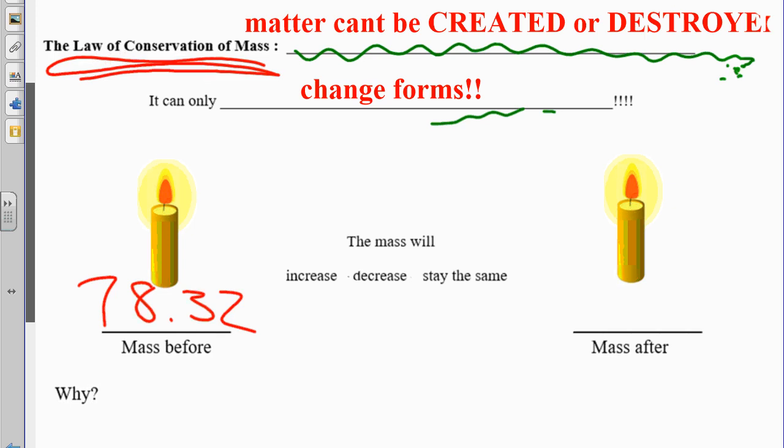Who thinks that the mass should still be 78.32? Who thinks the mass should be smaller than 78.32? Who thinks it should be larger than 78.32? Feeling good? Matter can't be created or destroyed. Come on up here. I want you to tell me what the mass of it is.